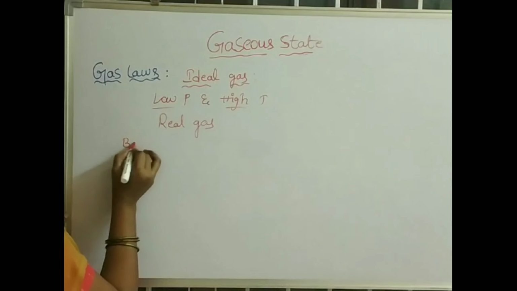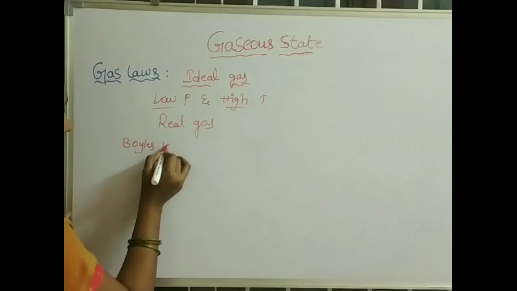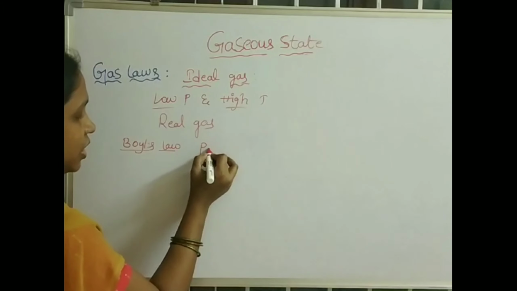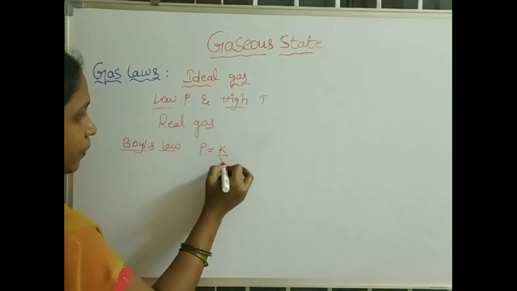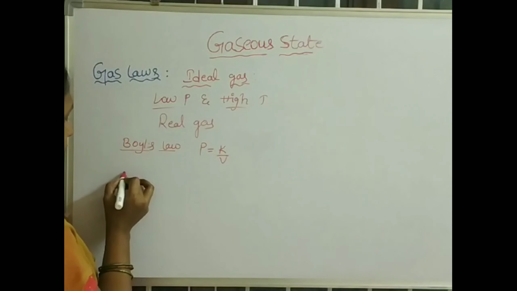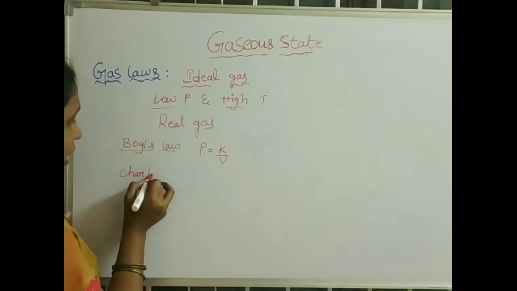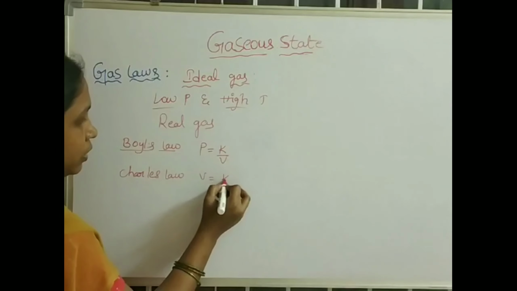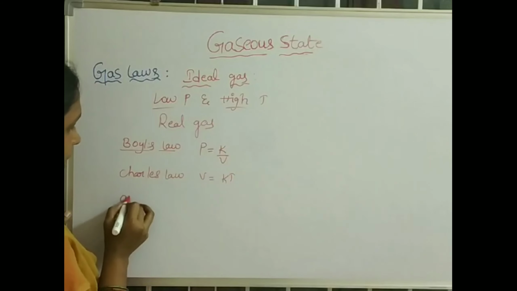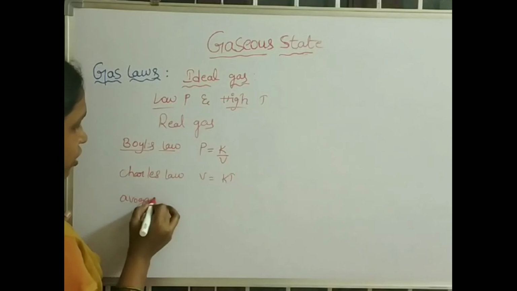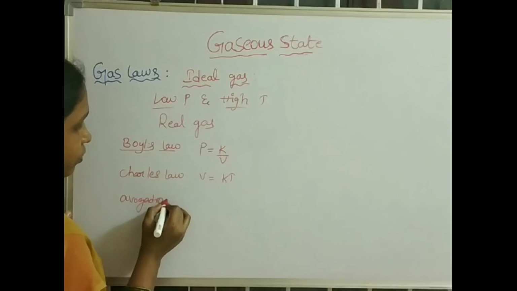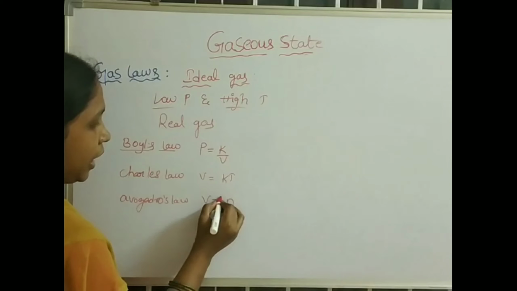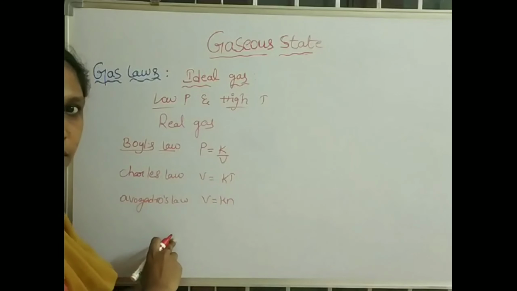According to Boyle's law, the formula is pressure equal to K by V, and according to Charles' law, the volume is equal to K into T, and according to Avogadro's law, volume is equal to K into number of moles.